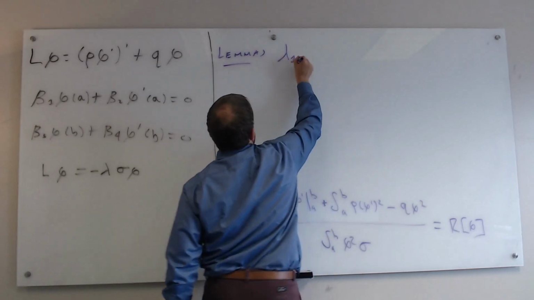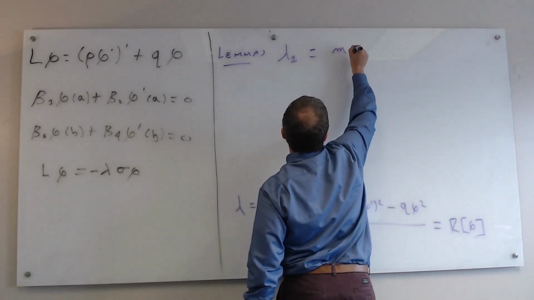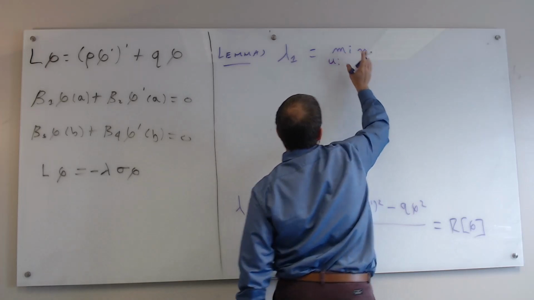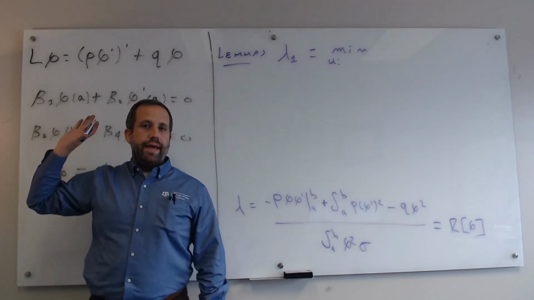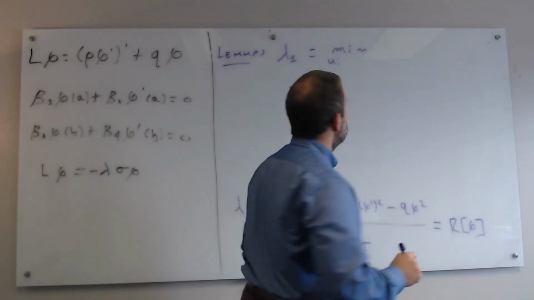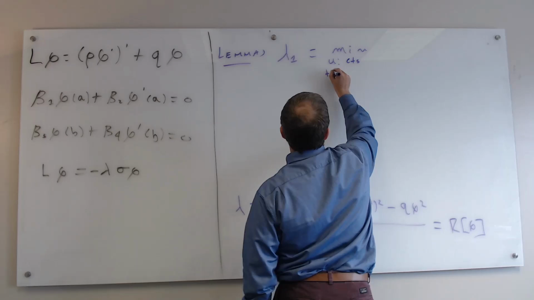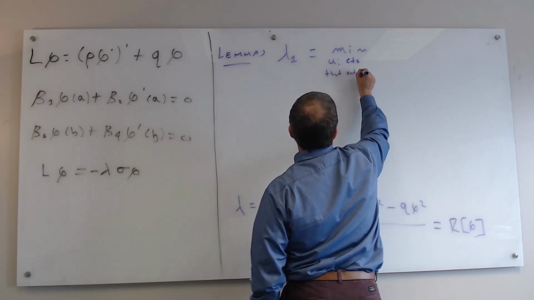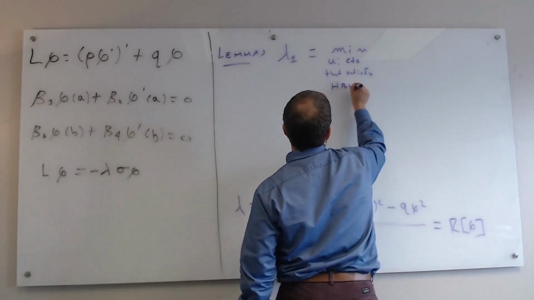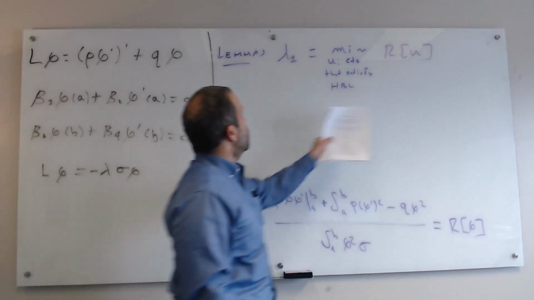So lambda 1, which is the smallest eigenvalue, is equal to the minimum, where this is taken over functions u. I know a lot of times u is the unknown function in a PDE. For now, it's just going to be a function of x. So we take the minimum over u, continuous, that satisfy these homogeneous boundary conditions, and we're going to look at the Rayleigh quotient. The smallest of those is equal to lambda 1.